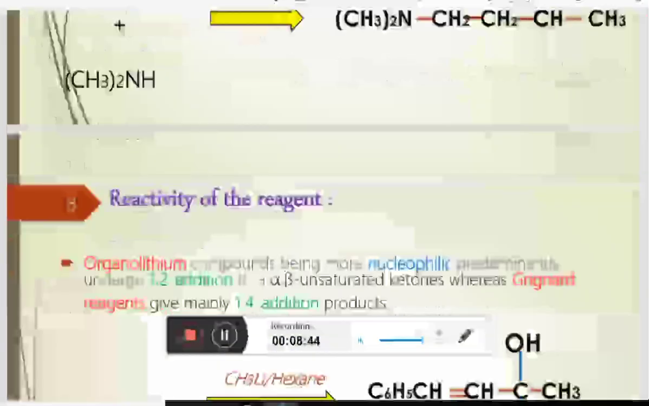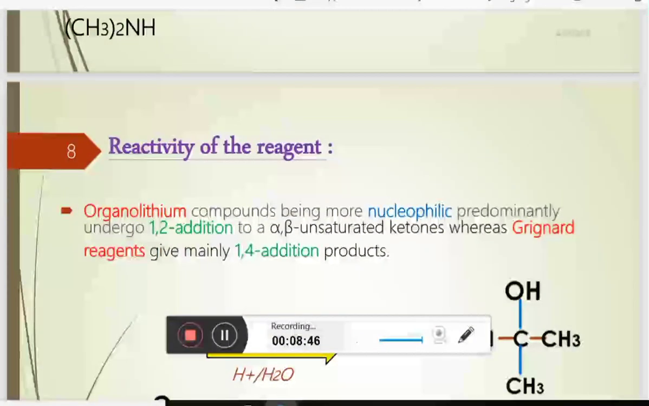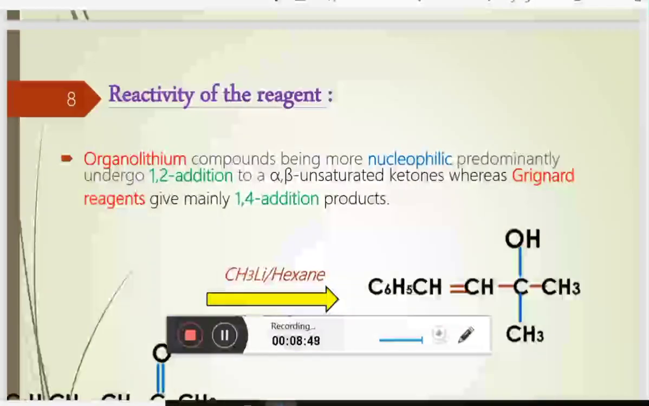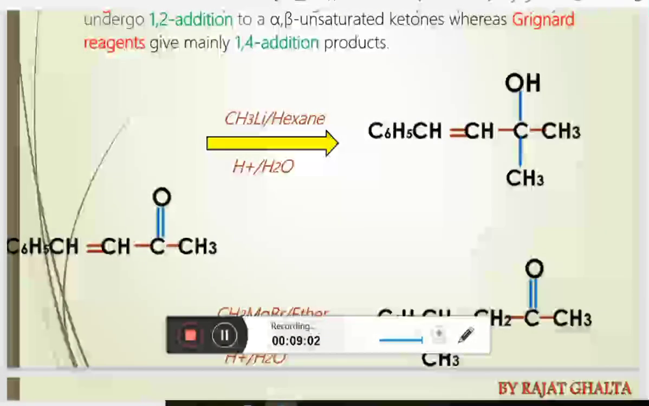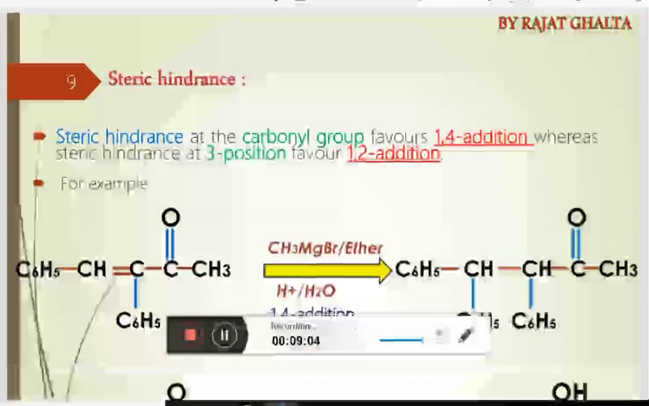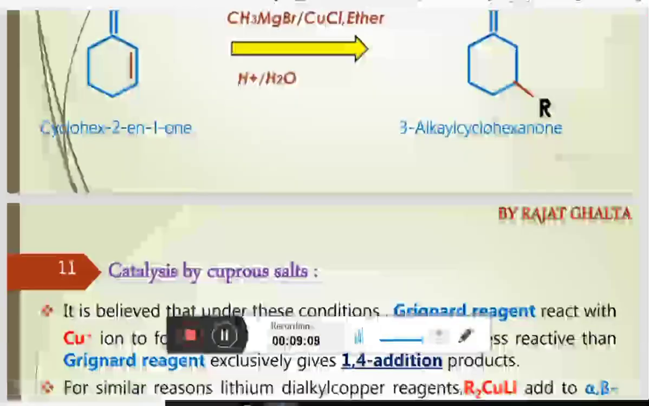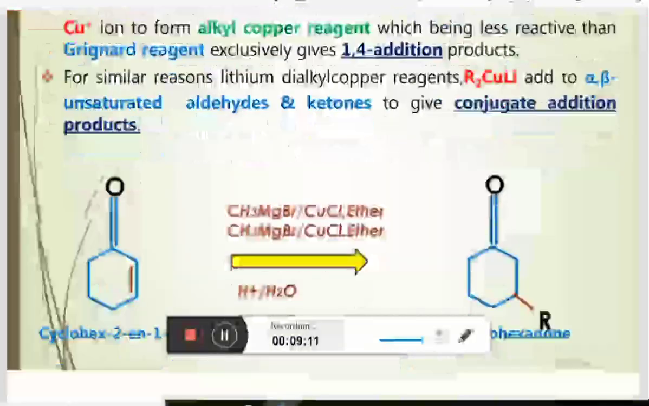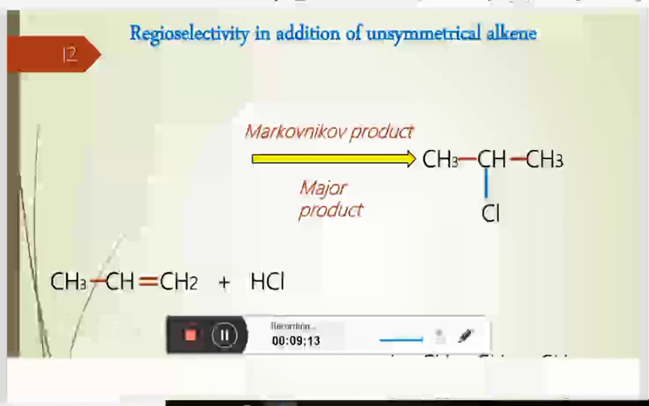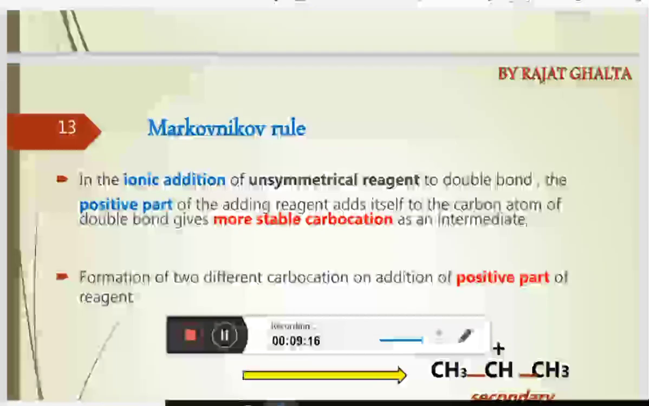I'm not going into that detail. You can read all these slides one by one. As I said, the reactivity of the reagent can also decide. Sometimes if you are dealing with hard nucleophiles such as organolithium, that definitely brings about the 1,2 addition. But if you are talking about other, soft nucleophiles, then there is possibility of the 1,4 addition. You can read about all these slides one by one; that will give you a better idea about these reactions.